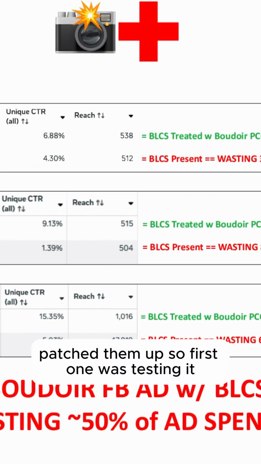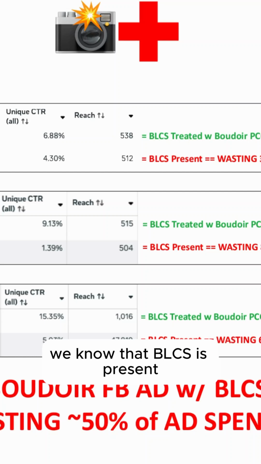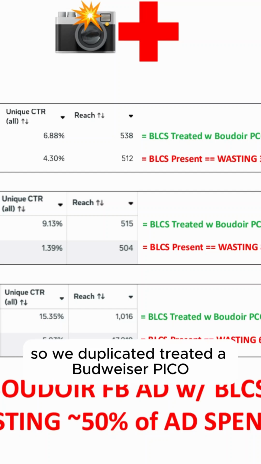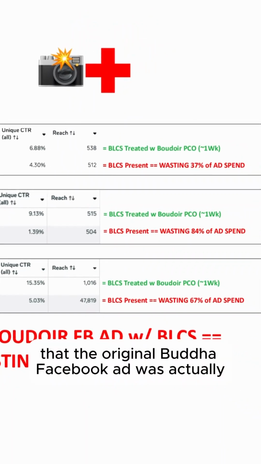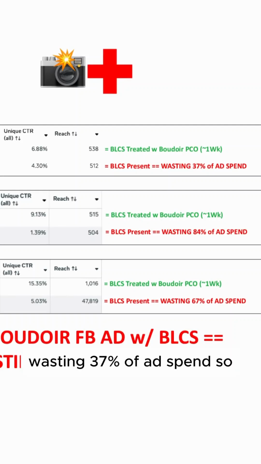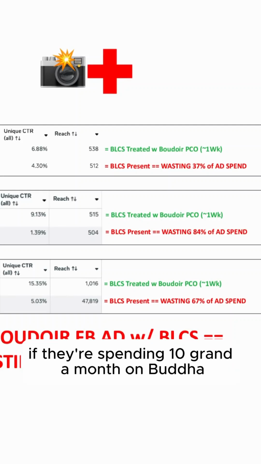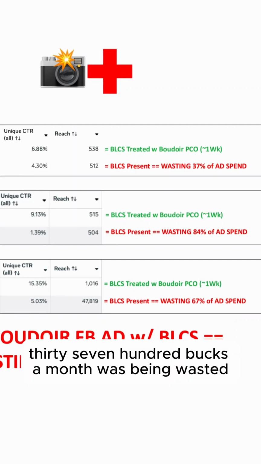So the first one we tested, we found out unique CTR was 4.3%. Okay, when unique CTR is under 6%, we know that BLCS is present. So we duplicated, treated with Boudoir Pico, took about a week, got the unique CTR up to 6.88%. So we found out that the original Boudoir Facebook ad was actually wasting 37% of ad spend. So if they're spending 10 grand a month on Boudoir Facebook ads, 3,700 bucks a month was being wasted.